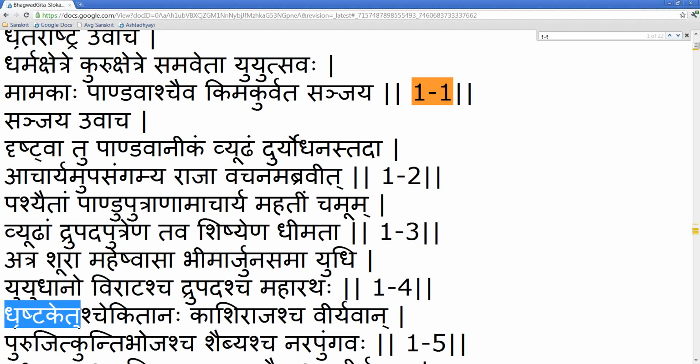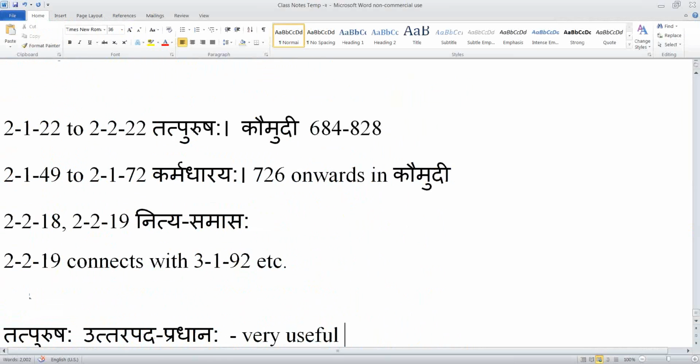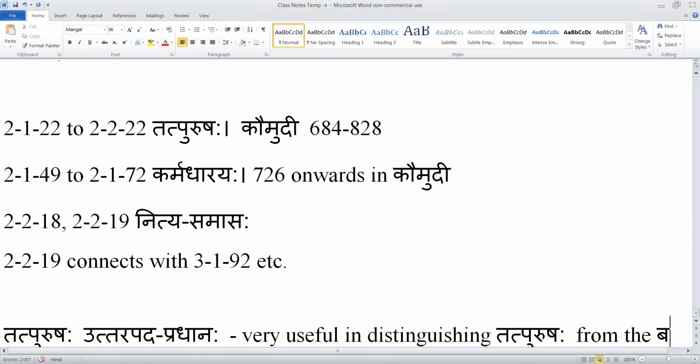You can please practice this. That's very useful in distinguishing the Tatpurusha from the Bahuvrihi. Unless you practice this, you will not be able to appreciate it. So take the Gita. There are many, many examples in the Gita. Again, we're not doing Bahuvrihi compounds as yet, but if you can look at only the Pradhanyam and see if you can.